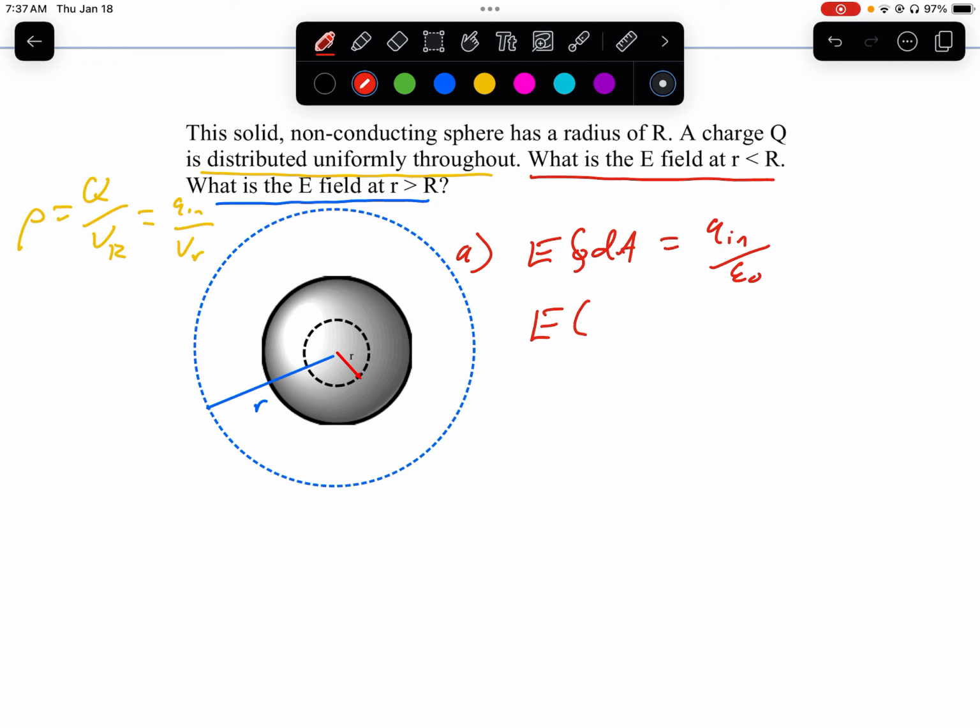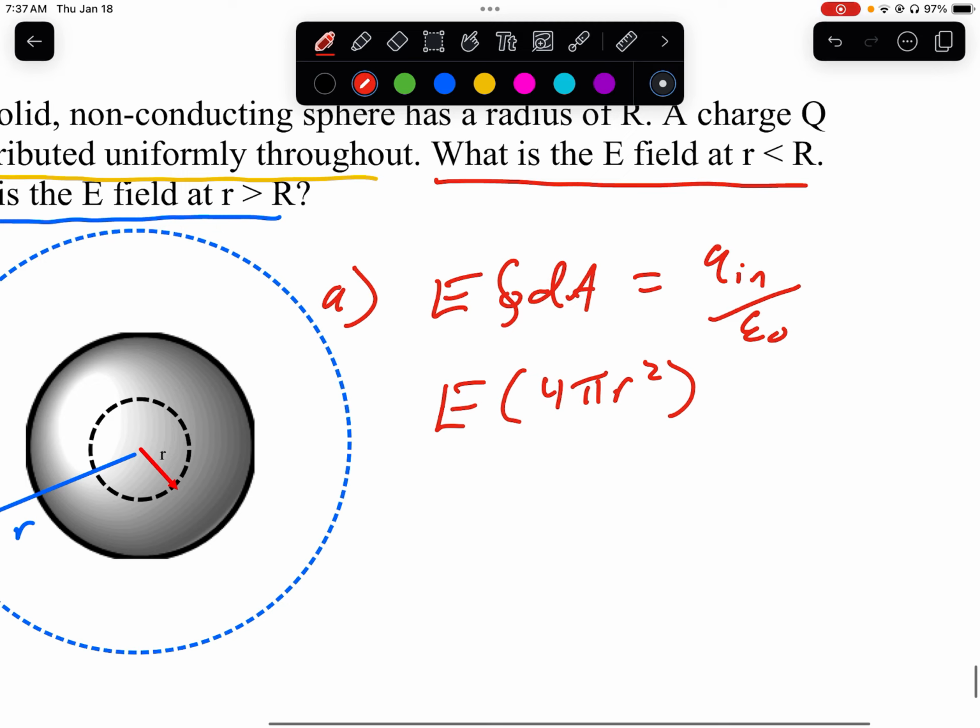Okay, so we're back underneath the surface. That surface area is just 4 pi little r squared. I often see students, when they do that dA, get confused and put volume in there. The A stands for area. Just remember that.